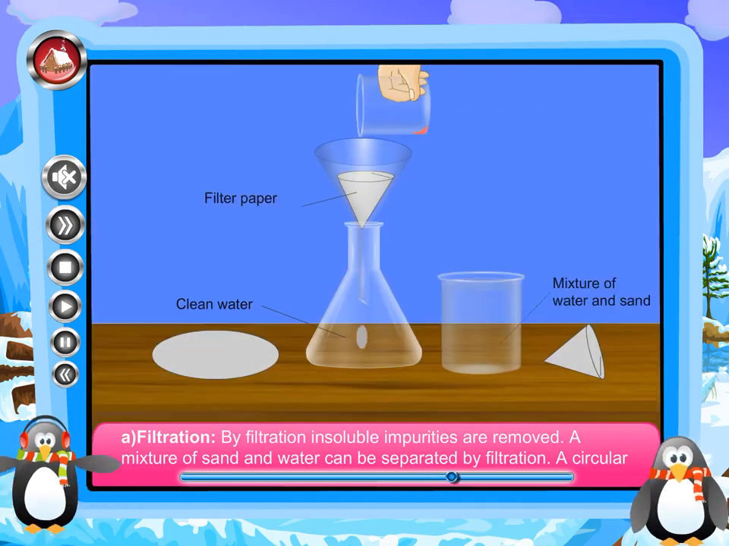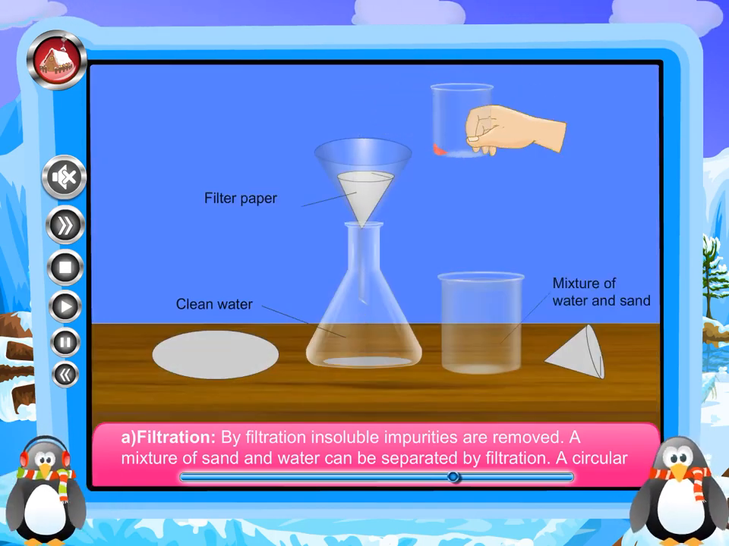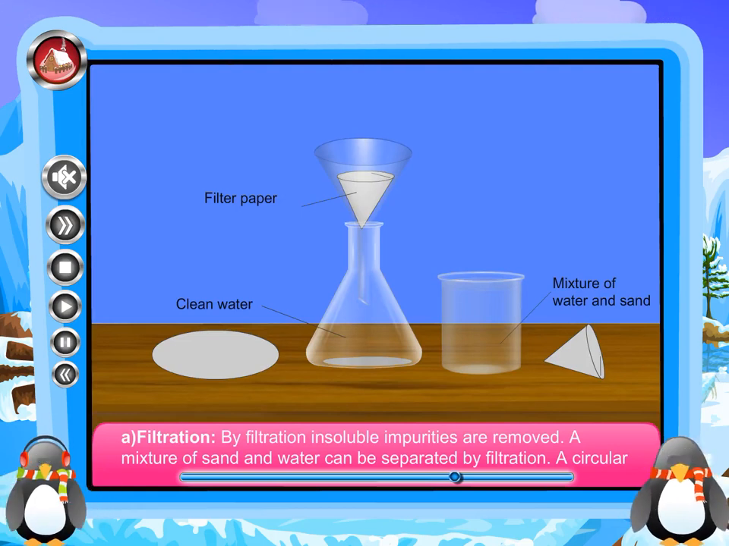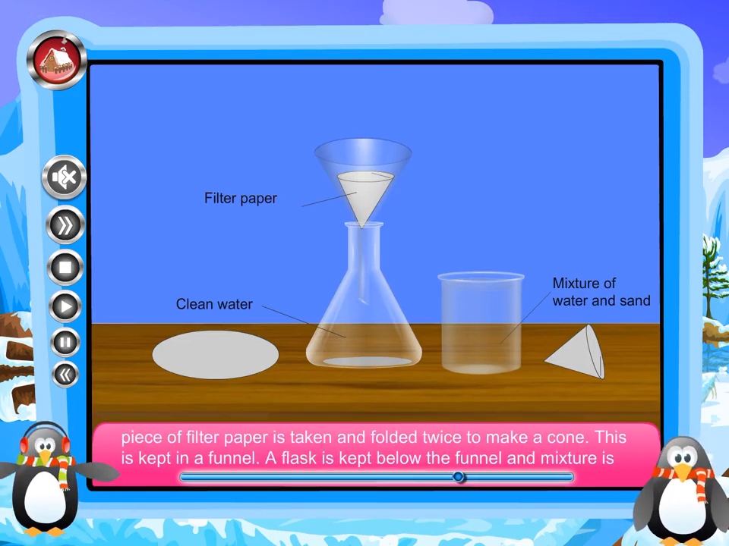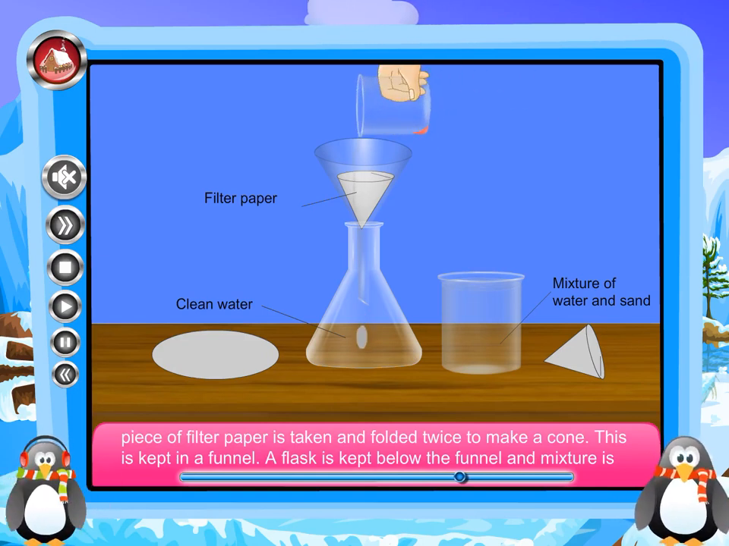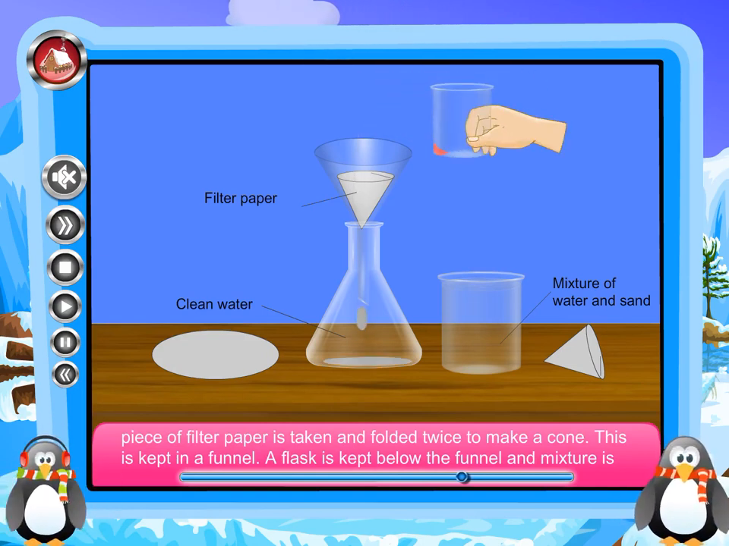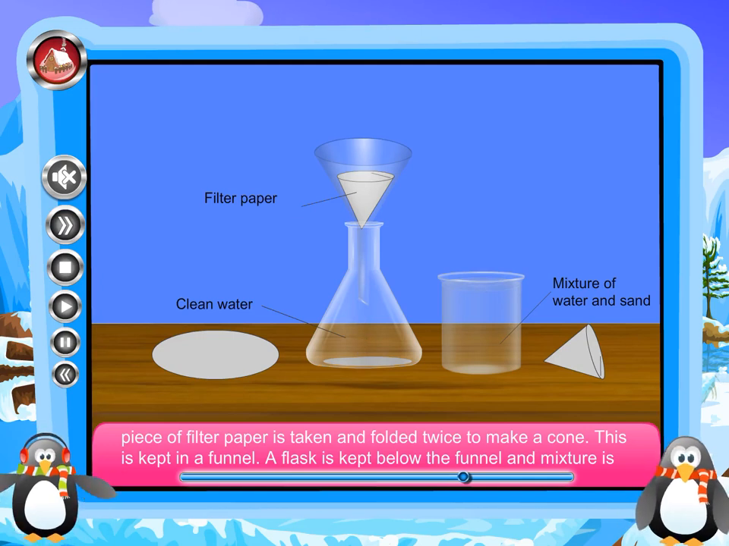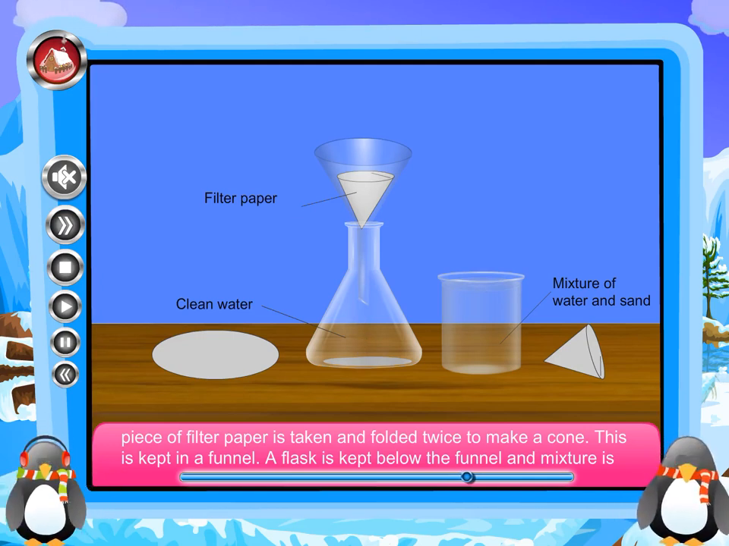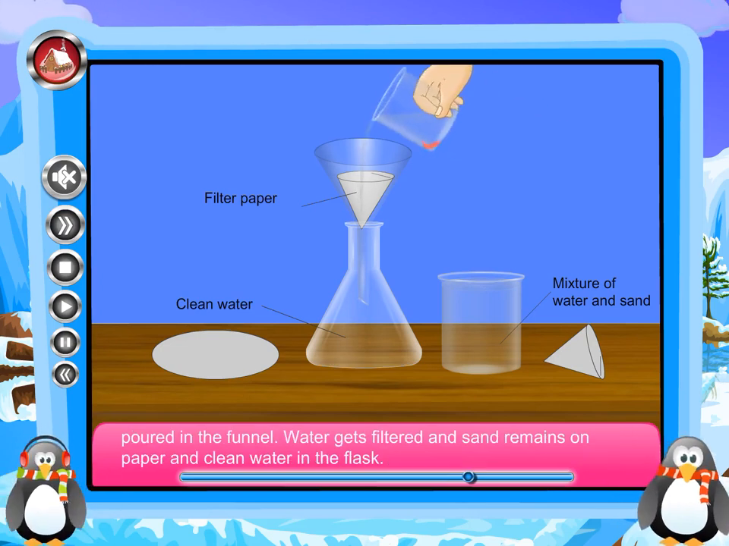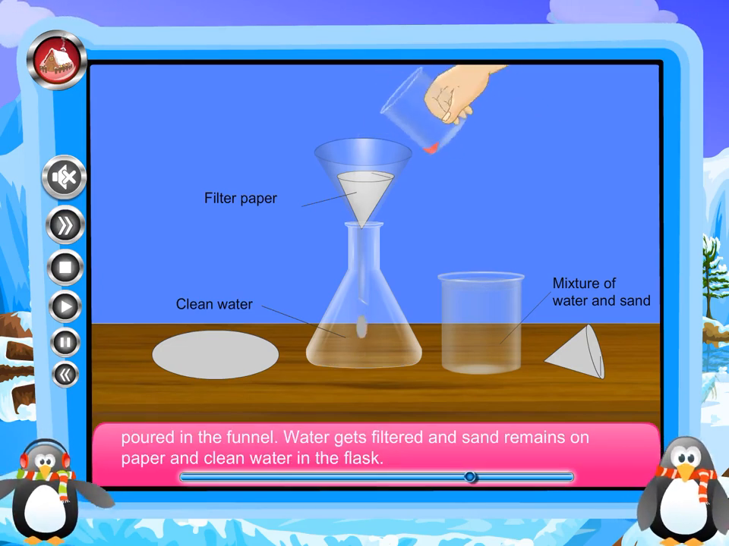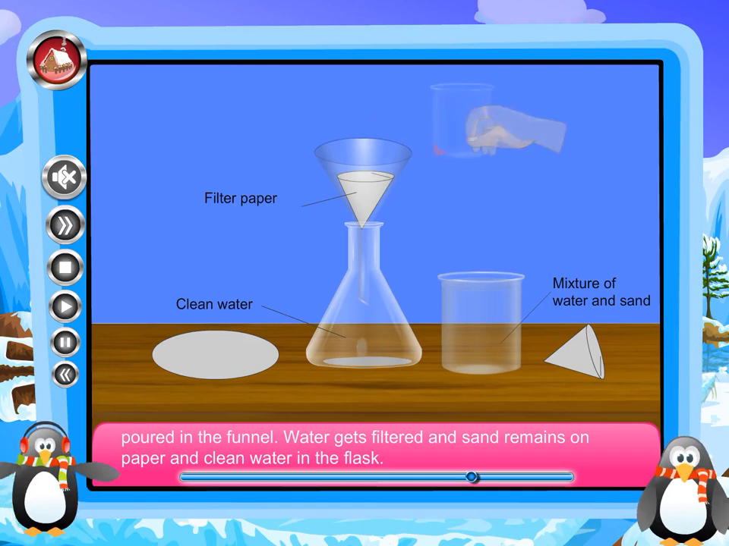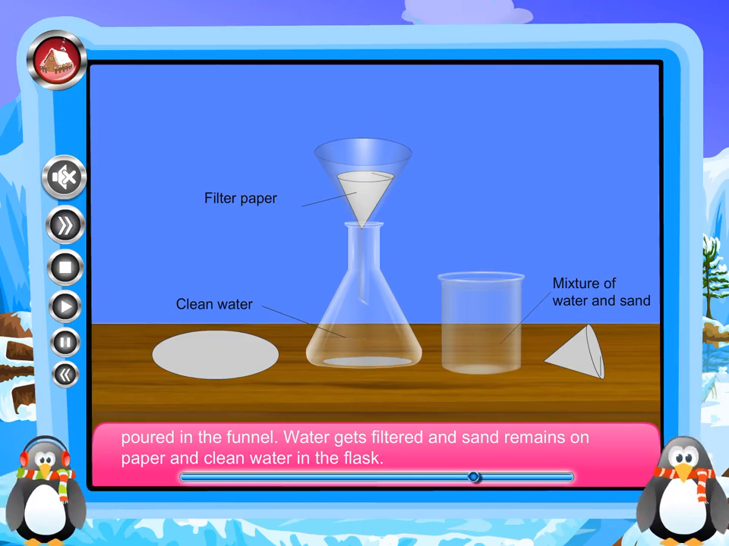Filtration. By filtration, insoluble impurities are removed. A mixture of sand and water can be separated by filtration. A circular piece of filter paper is taken and folded twice to make a cone. This is kept in a funnel. A flask is kept below the funnel and the mixture is poured in the funnel. Water gets filtered and sand remains on the paper and clean water in the flask.